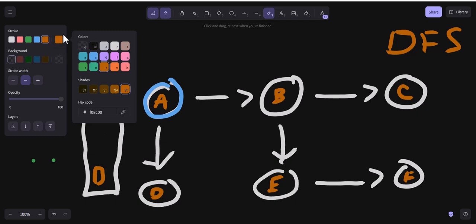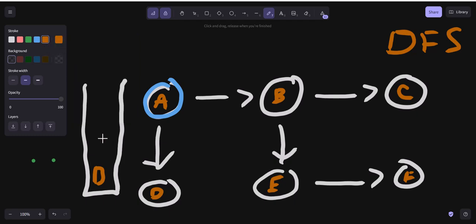Okay, here goes. Oops, let me put that there. So we're going to do E, and we're going to do C. All right, so they go on the stack next. And cool, we visited B.